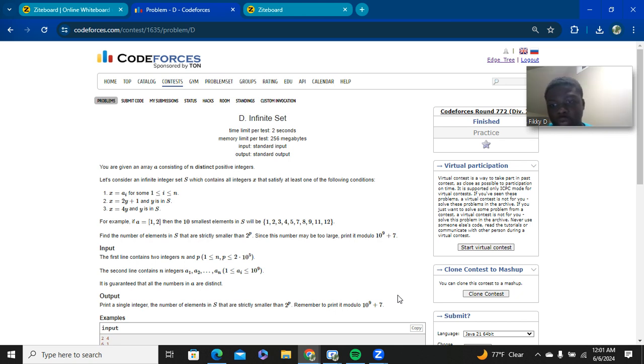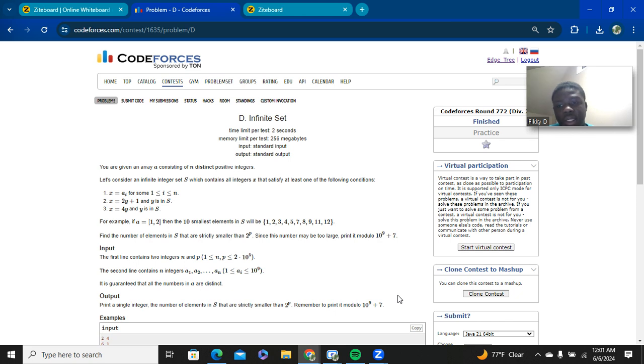So I'm going to be going over this question called infinite set, and it's a pretty nice problem. We'll just get straight to it. So it's basically this, right? You're given an array consisting of n distinct positive integers. Distinct, I guess, is pretty important here because they bolded it.